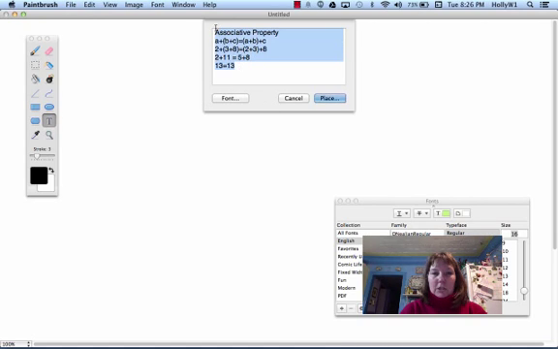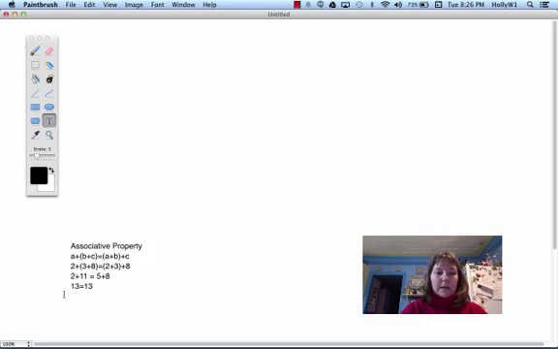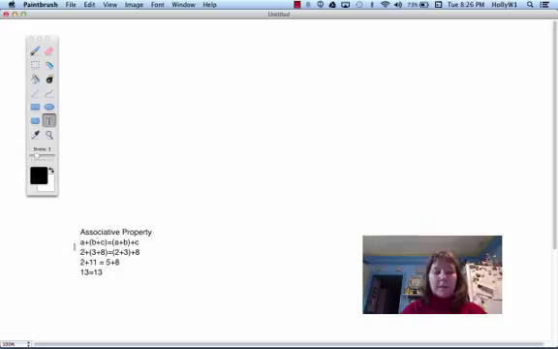So let's change the font of these, say 18, and we're going to put these down here. So the associative property says that A plus the grouping of B and C is equal to the grouping of A and B plus C. Those are the same things, and that's the associative property of addition.